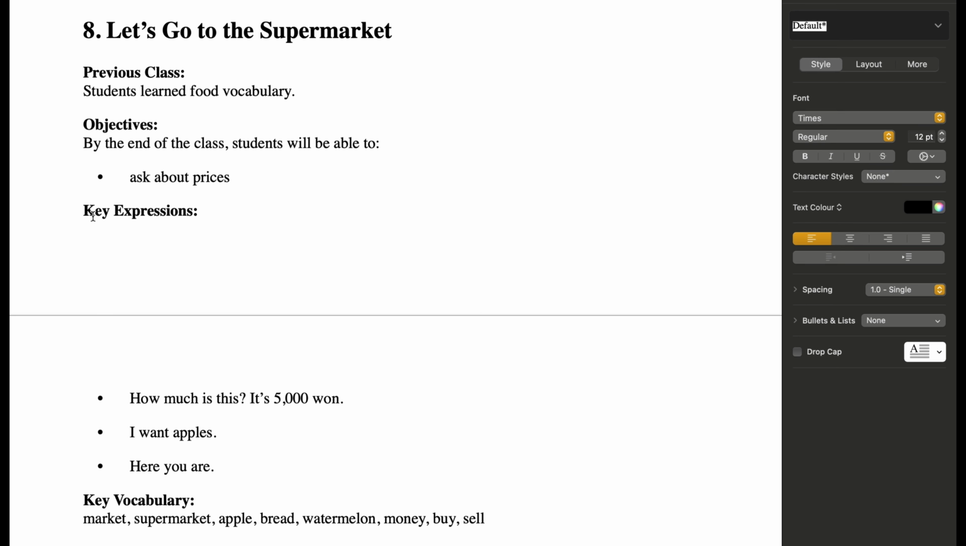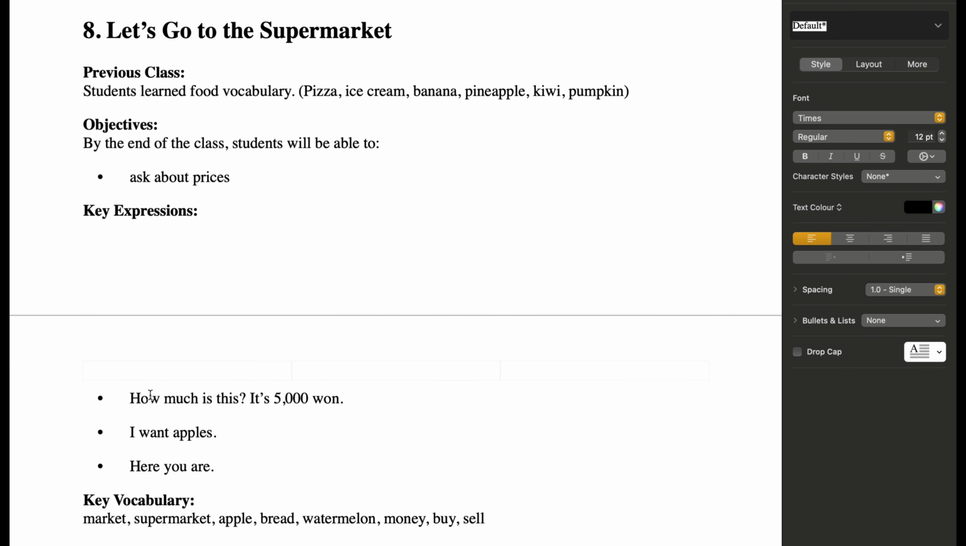Going to the supermarket, sorry. By the end of the lesson... In the previous lesson we learned about food vocabulary. Right? So we learned about pizza, ice cream, what else? Bananas. But here I like adding vocabulary words that they probably do not know, like pineapple, kiwi. Some of them would, but others wouldn't. Pumpkin.